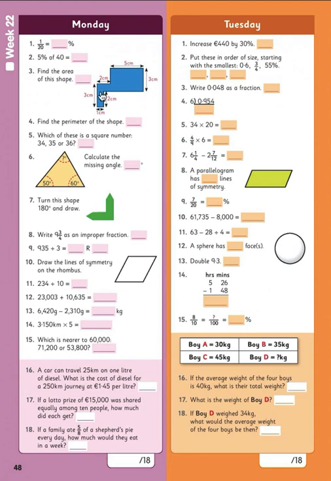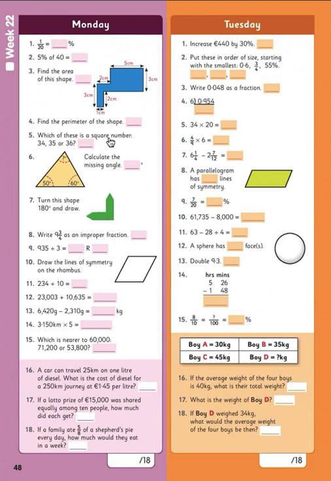So for example, splitting the shape off here to work out the area of this part, then splitting here to do the area of this part, and then this big rectangle finally, and adding them together. Number 4, then, what's the perimeter of the shape? So adding all the sides.